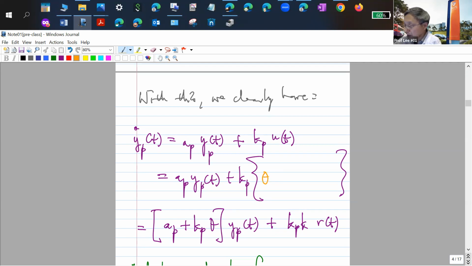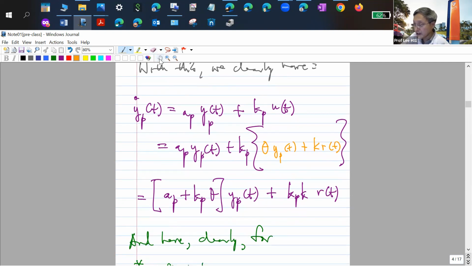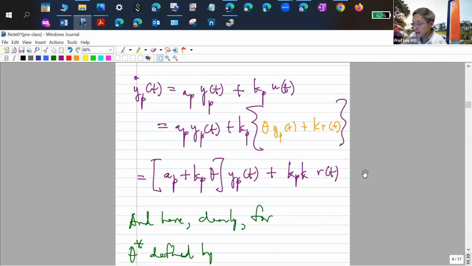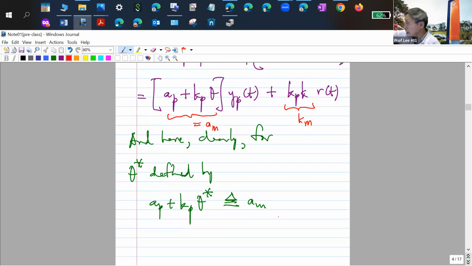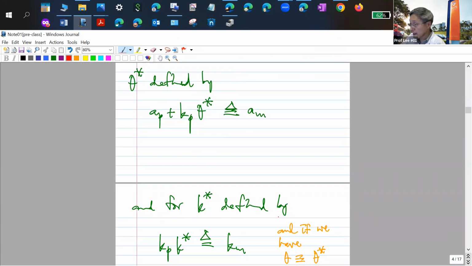So I just substitute this in. This will be theta yp of t plus k times r of t. Then you can clearly see that once I substitute all these things in, it will be like this, and clearly there will exist suitable Kp and theta such that this will be the AM that I desire, and there will exist a Kp such that this will be the KM that I desire. And if so, then what will happen is that those would be the exact gains that would work.